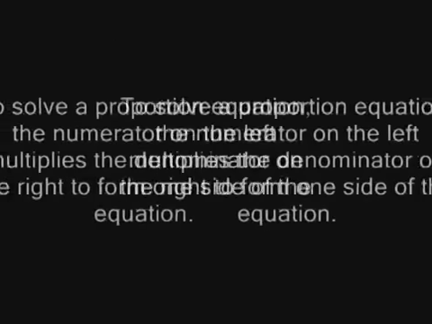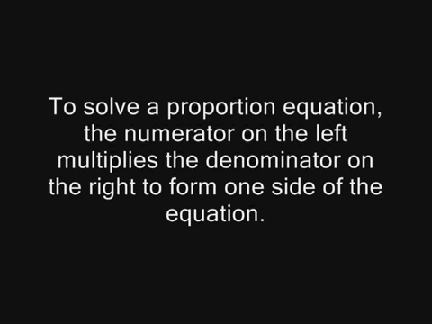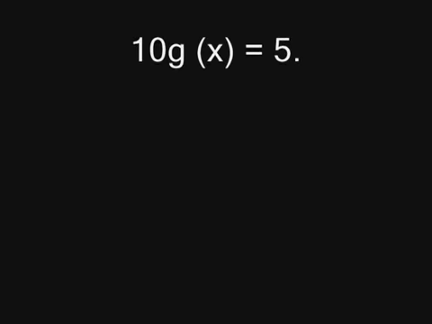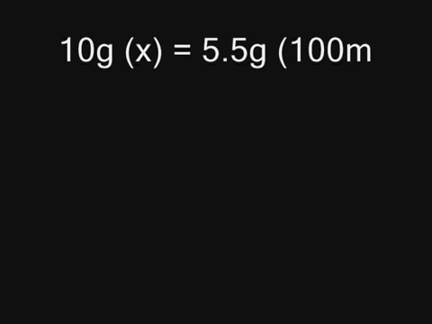To solve a proportion equation, the numerator on the left multiplies the denominator on the right to form one side of the equation. Then the numerator on the right multiplies the denominator on the left to form the other side of the equation. 10 grams times X equals 5.5 grams times 100 milliliters. Now we solve for X.